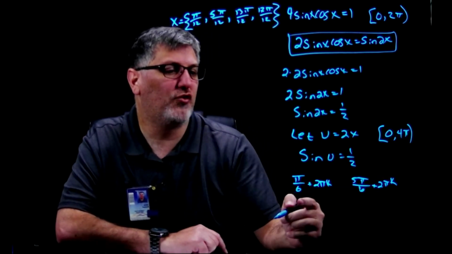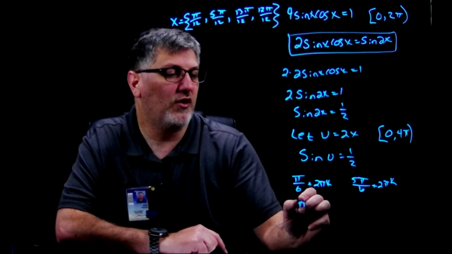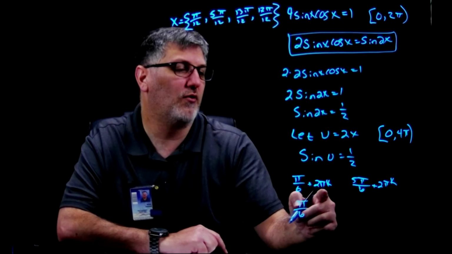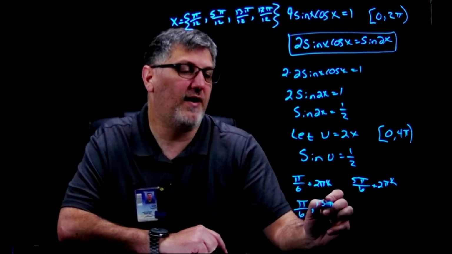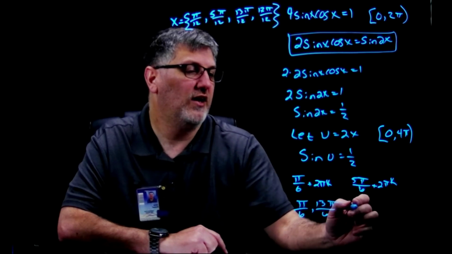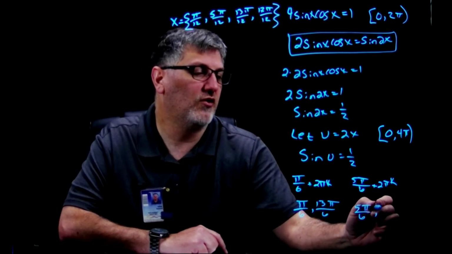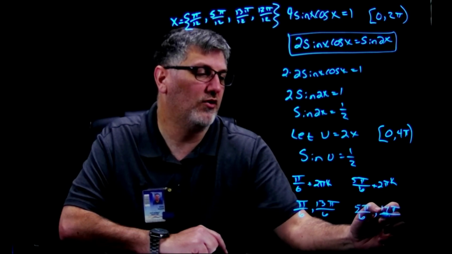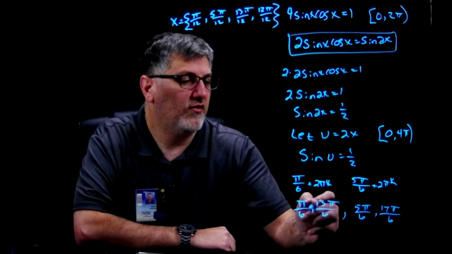Now I do the same trick here. I do pi over 6 times 0. My answers are going to end up being pi over 6. And then when I put 1 in here, I'm going to get 13 pi over 6. Here I'm going to get 5 pi over 6, and then I'm going to get 17 pi over 6. So these are my answers.